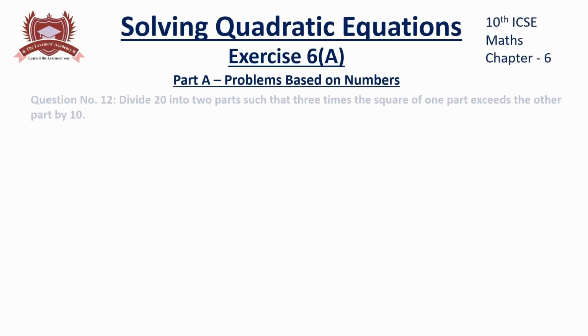Next we have question number 12. Divide 20 into two parts such that 3 times the square of one part exceeds the other by 10.